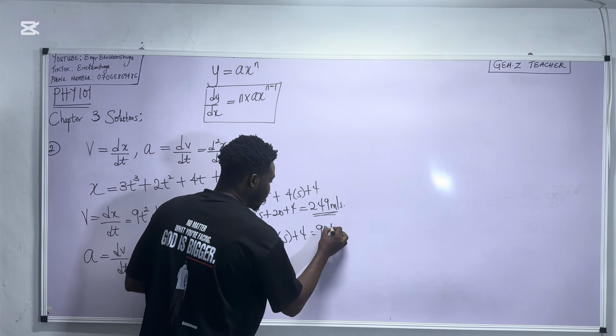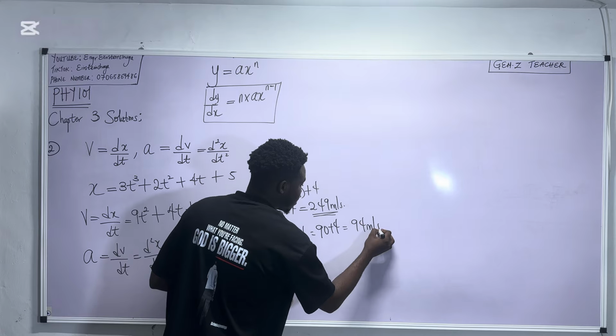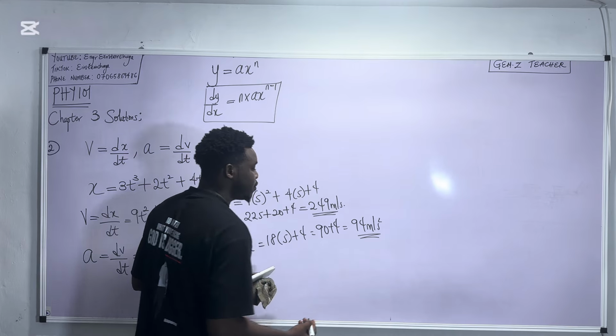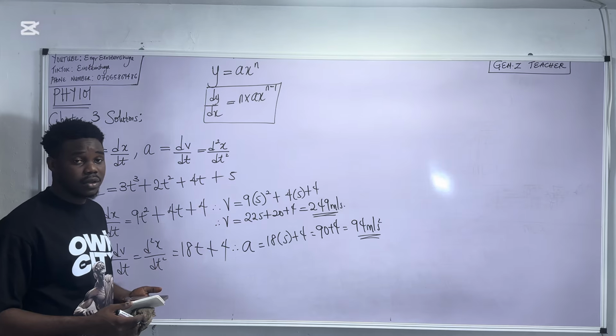So we have 90 plus 4, and that equals 94 meters per second squared. So that gives you the acceleration of the object after 5 seconds.